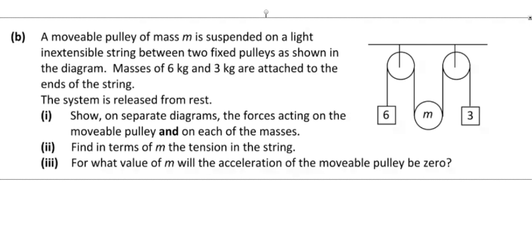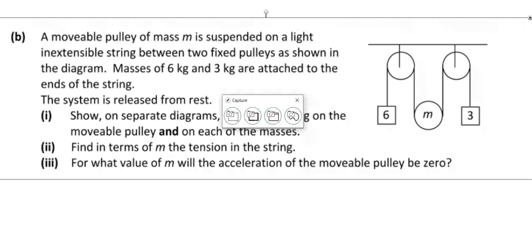Of mass m suspended on a light, inextensible string with two fixed pulleys as shown in the diagram. Masses of 6 kilograms and 3 kilograms are attached to the ends of the string. The system is released from rest. Show on separate diagrams the forces acting on the movable pulley and each of the masses.